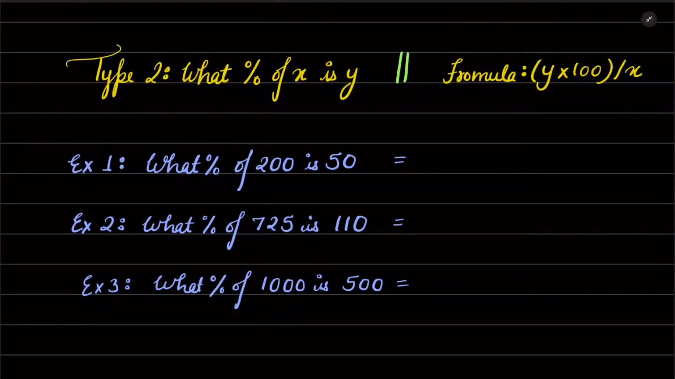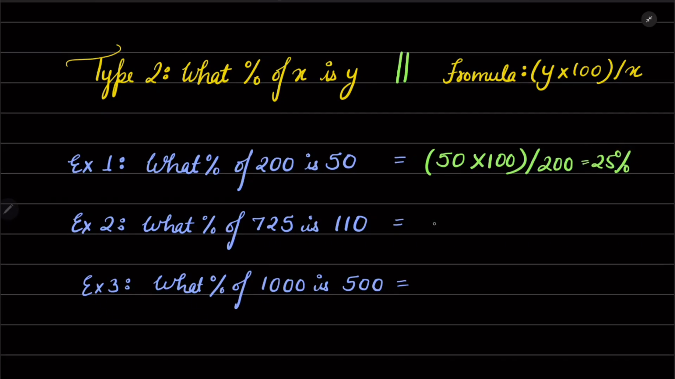For type 2, we have: what percent of x is y? Now the formula here is y into 100 divided by x. Let us see by examples. What percent of 200 is 50? Here y is 50. We multiply it by 100 and we divide it by x, that is 200. So the answer that we have is 25%.